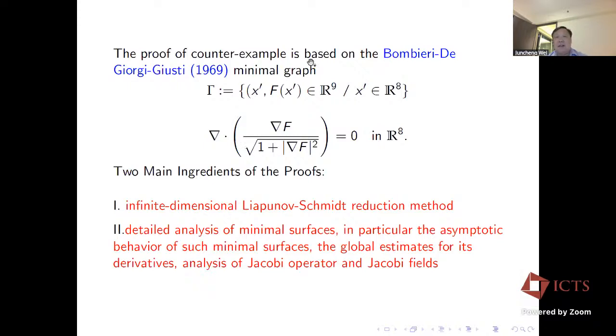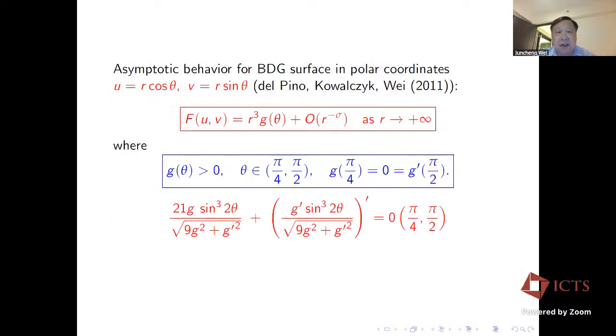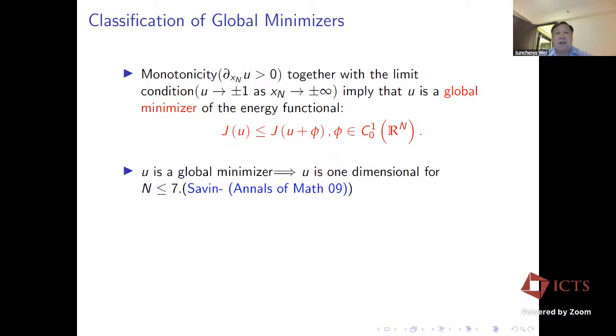The proof of the counterexample is based on the Bombieri-De Giorgi-Giusti minimal graph, and we have two main ingredients. First, infinite dimensional reduction, but the main difficulty is the Jacobi operator for this minimal surface, the minimal graph, because this f grows like r cubed. So the Jacobi operator is very, very degenerate. And so we need a global estimate for the Jacobi operator. But in general, it just follows from this reduction method. And this is the Bombieri-De Giorgi-Giusti graph.